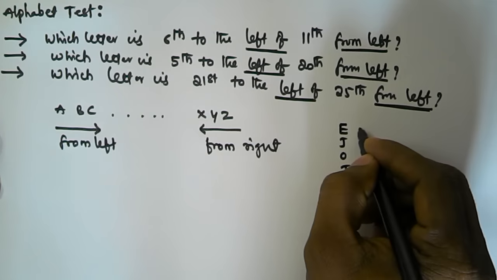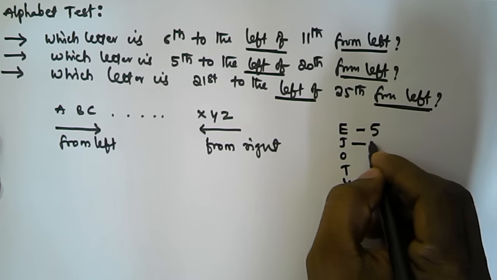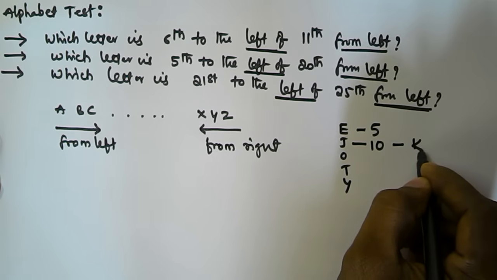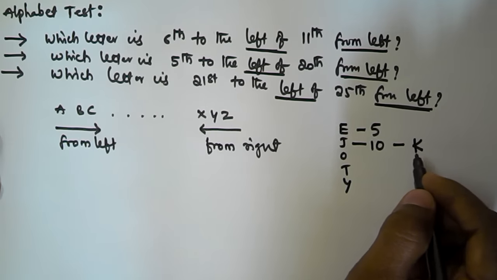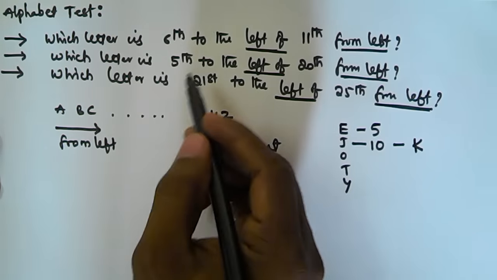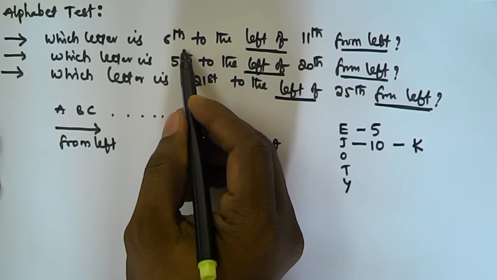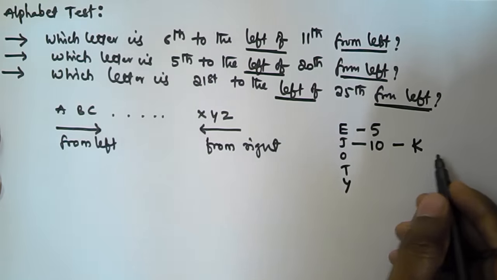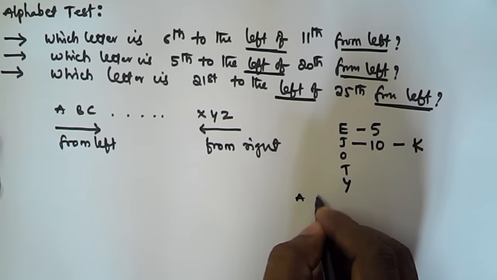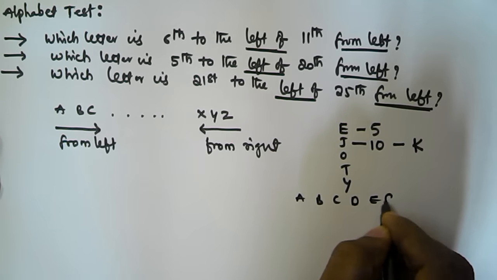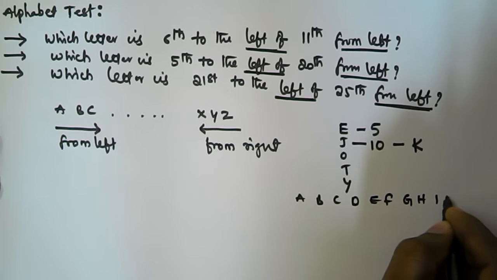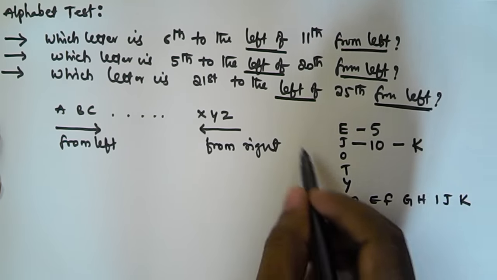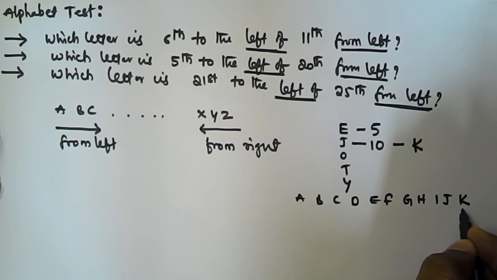So from here we have to find the 11th by using the EJOTY rule. E is the 5th, so J is the 10th. So that means we have to find the 11th from the left. If J is the 10th, then K is the 11th. Okay, so then if K is there, then we have to find the 6th to the left of the K. So let's write A, B, C, D, E, F, G, H, I, J, K. Now we have to find the 6th to the left of the 11th. So this is the 11th one.